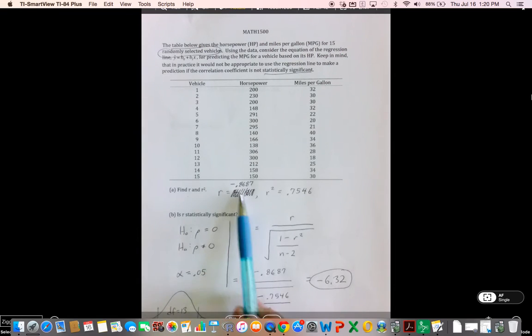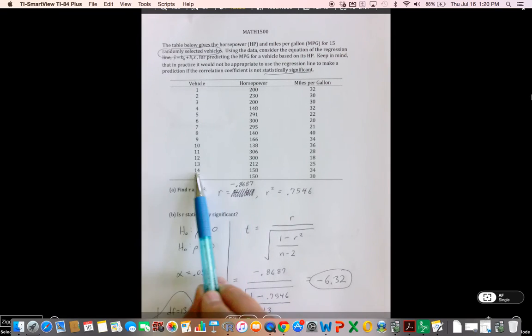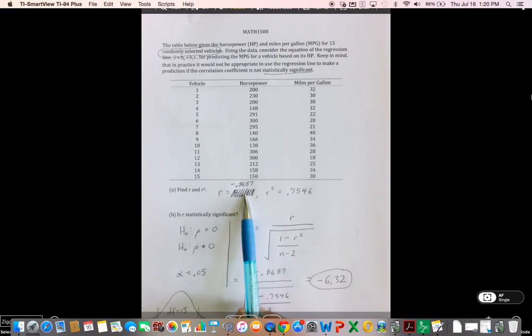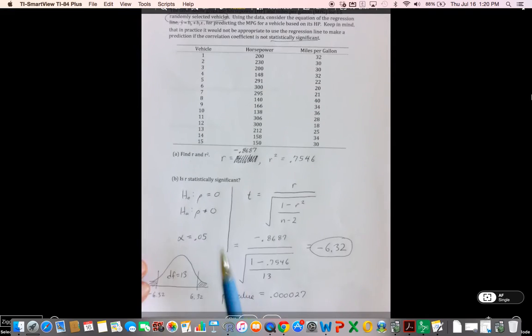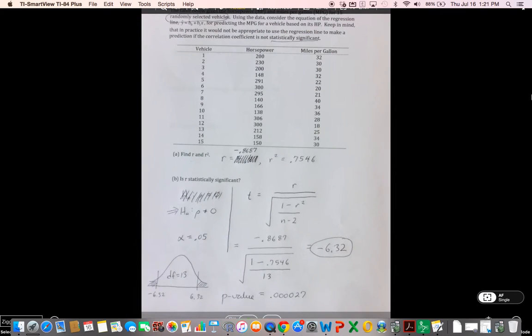This correlation coefficient, negative 0.86, that's specific to these 15 vehicles. But we could have randomly selected 15 more vehicles, and we got something different. But by generalizing and conducting this test of hypothesis, we can conclude that we would reject the null hypothesis and conclude that the correlation coefficient is not equal to 0.